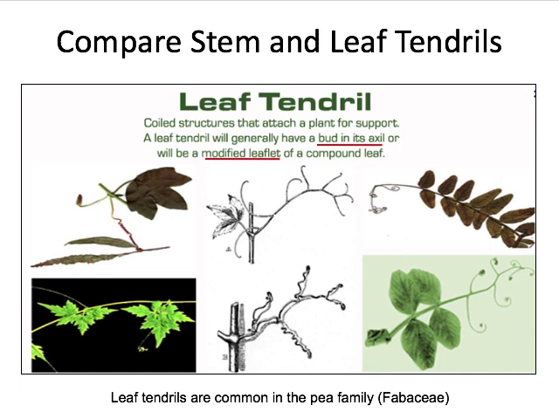Here's a quick comparison. In a leaf tendril, we see these commonly in members of the pea family, and these leaf tendrils are typically modified leaflets from a compound leaf.